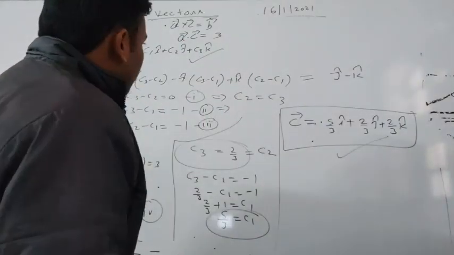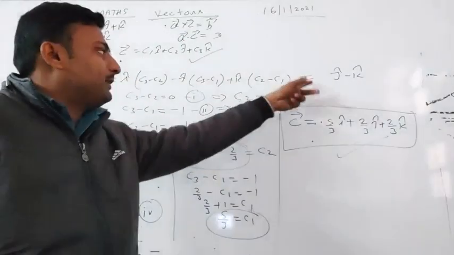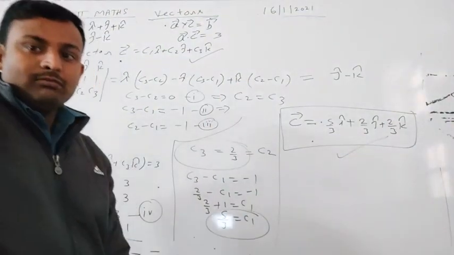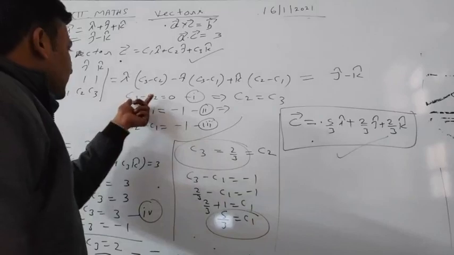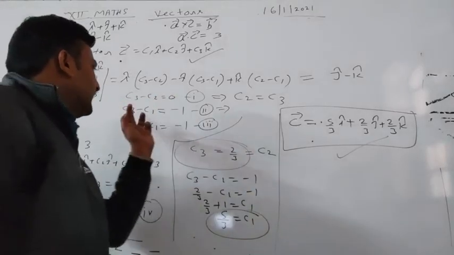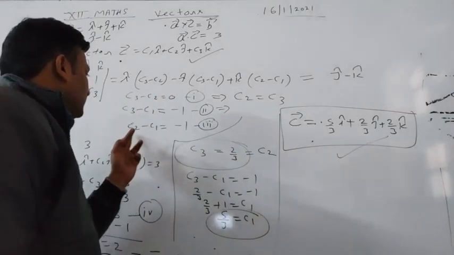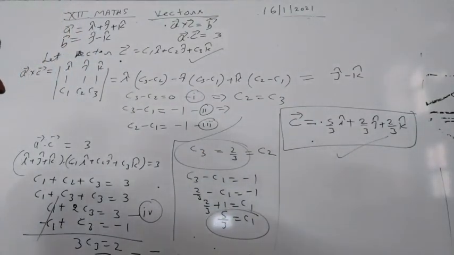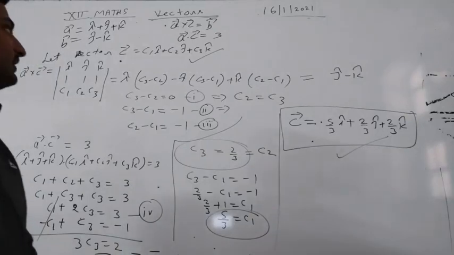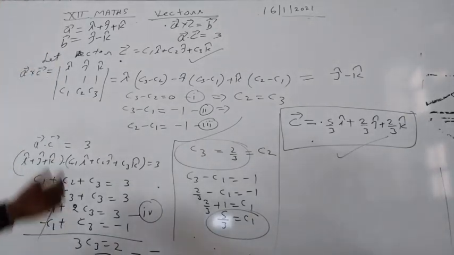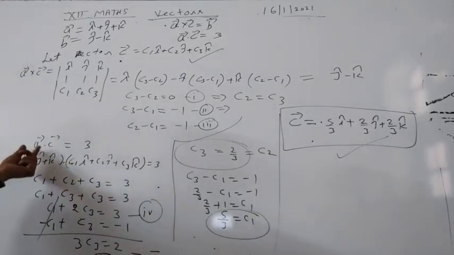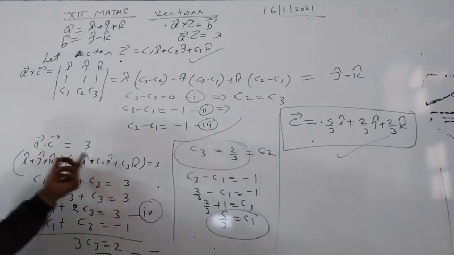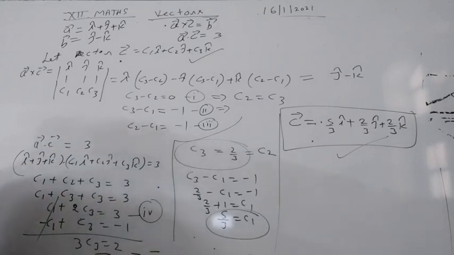When we put the value of vector B, now we compare the coefficients of i, j, k on both sides. We get that C3 minus C2 is 0, C3 minus C1 is minus 1, and C2 minus C1 is minus 1. Now, student, our second condition is that A dot C is equal to 3. So A dot C is 3, where A is this and C is this.